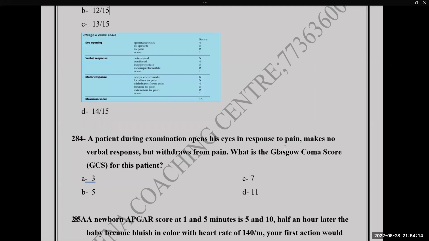And what about motor response? Withdraws from pain, motor response, withdrawal 5, for right? Localized pain, ma'am. Yes, localized pain. So it is 4. Yeah, that's good. Okay, so 4 plus 2, 6 plus 1 is 7. So the answer is 7, okay, very good.